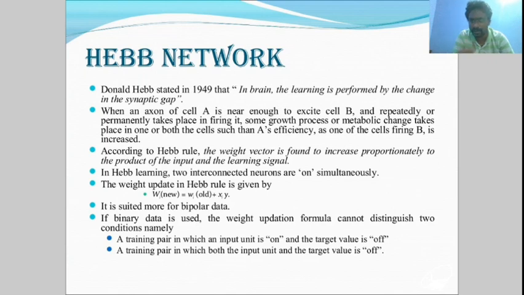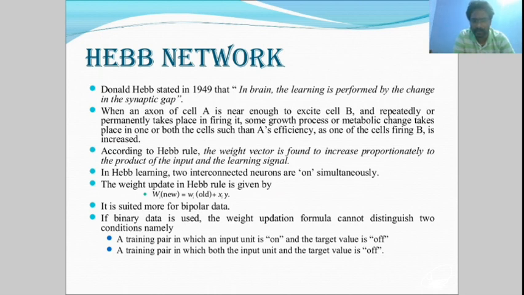According to the Hebb rule, the weight vector is found to increase proportionately to the product of the input and the learning signal, so that two interconnected neurons are on simultaneously. The weight update in Hebb's rule is given by w(new) = w(old) + x*y. Hebb's network is more suited for bipolar data.